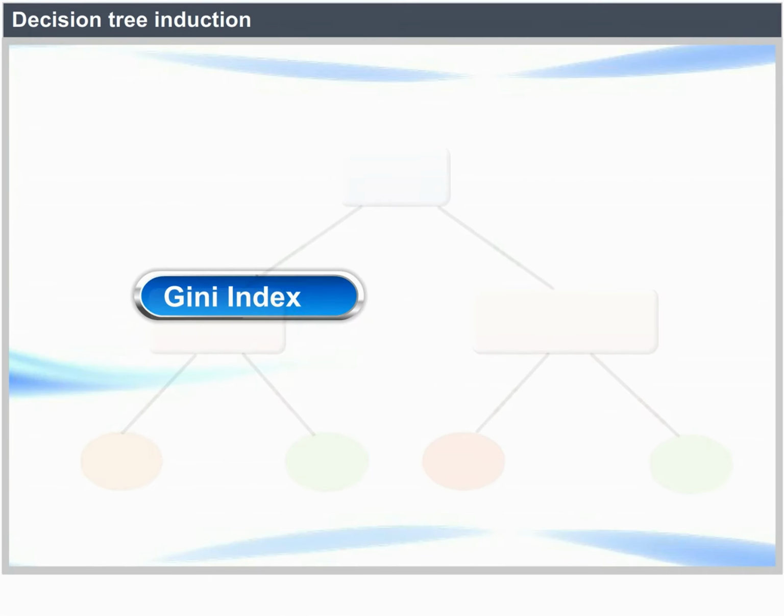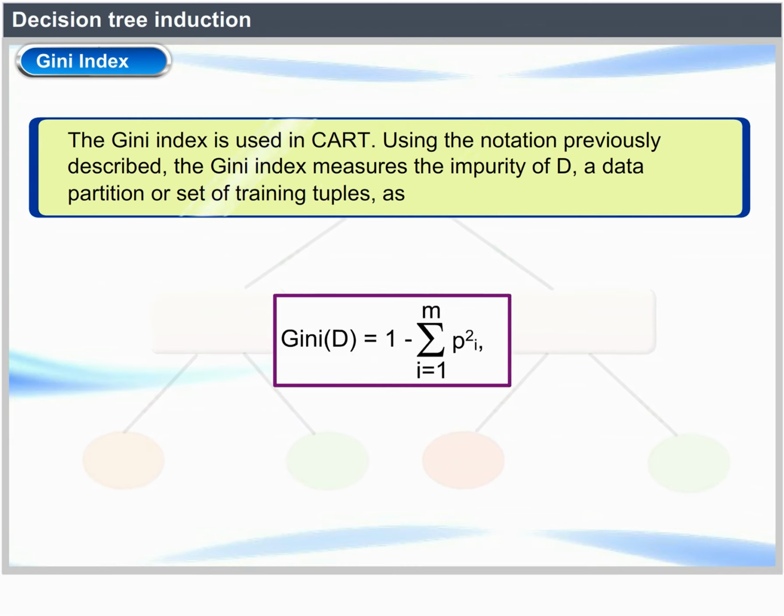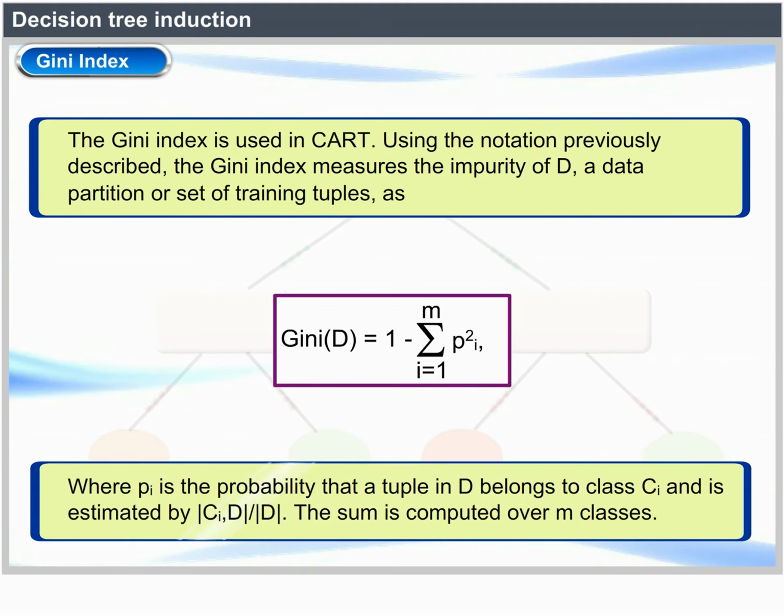Gini index. The Gini index is used in CART, C-A-R-T. Using the notation previously described, the Gini index measures the impurity of D, a data partition or set of training tuples, as Gini(D) equals 1 minus the summation from i equals 1 to m of pi squared, where pi is the probability that a tuple in D belongs to class Ci and is estimated by |Ci,D| divided by |D|. The sum is computed over m classes.